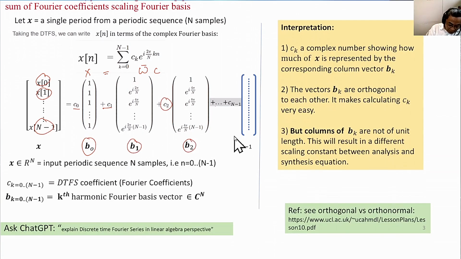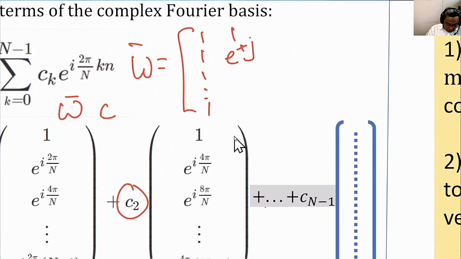So we now see that W bar is equal to 1, 1, 1, then followed by 1, e to the power j 2 pi over n, the second one is e to the power j 2 times 2 pi over n, and so on. The third one is 1, e to the power j 4 pi over n, e to the power j 2 times 4 pi over n, and so on.